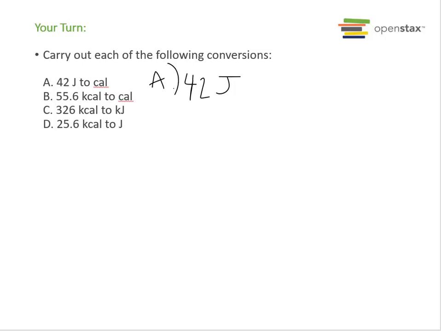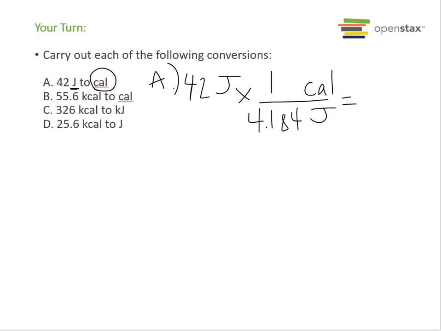All right, well, let's look at A. We're starting with 42 joules. So that's what I'm given, that's what I've got. What do I want? I want to get to calories. I know joules and calories, I can go right from one to the other. So what do I want? Calories. What have I got? Joules. We know that 1 calorie is equal to 4.184 joules.